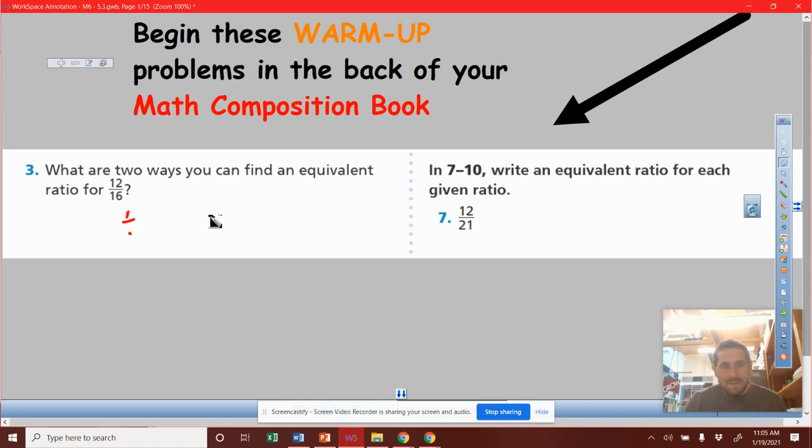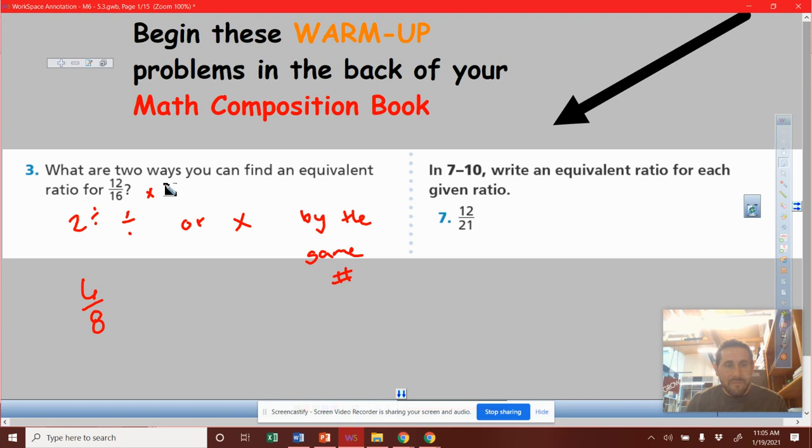We can divide or multiply by the same number, okay? So if you really want to see these answers, if I divide by 2, I take 12 divided by 2, I get 6. 16 divided by 2, I get 8. That ratio is the same as this ratio.